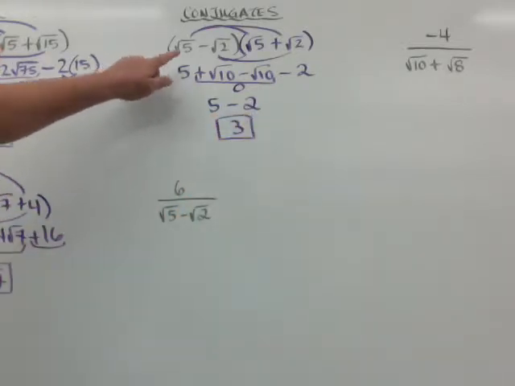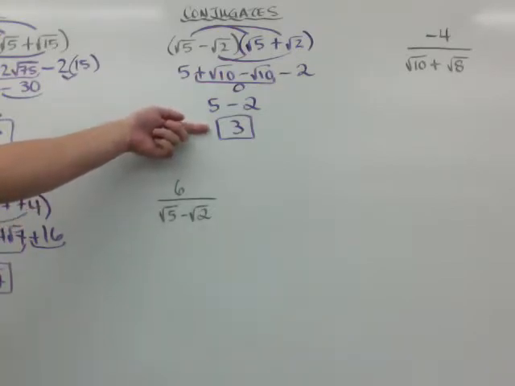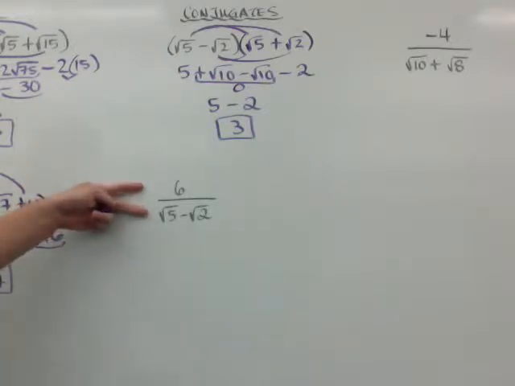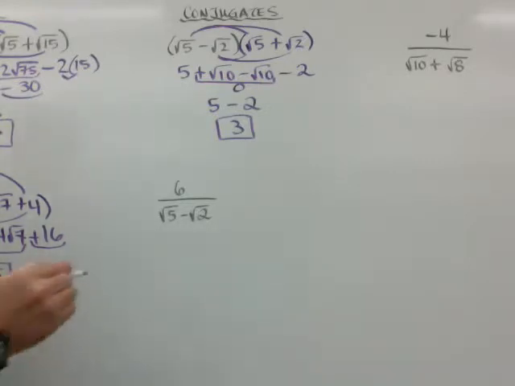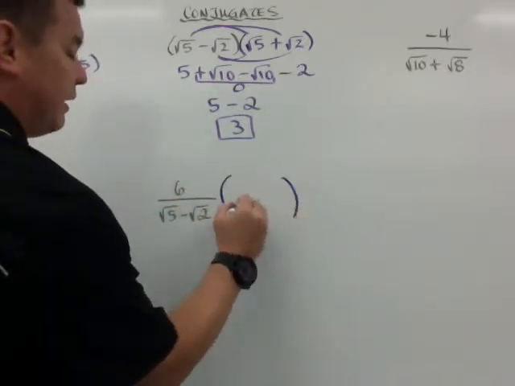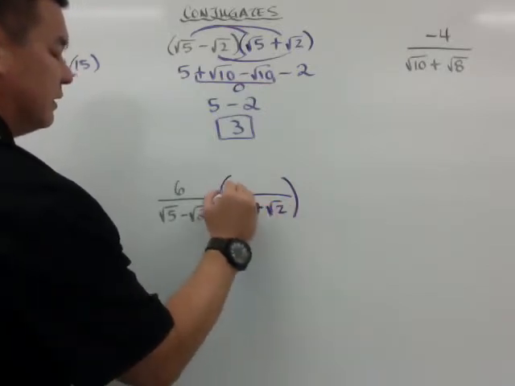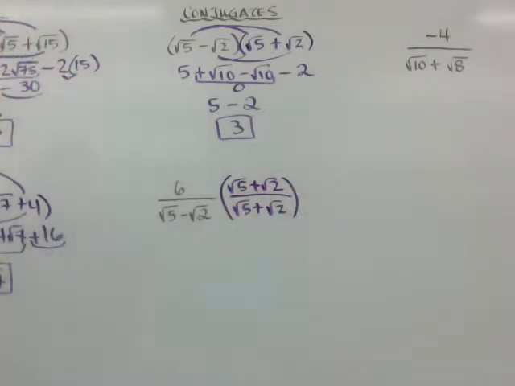So when you do a binomial times its conjugate, you end up with an answer that does not have radicals in it. So that's how you drop off the radicals. And the reason you do that is, for example, in this one, if I have 6 over radical 5 minus radical 2, I have radicals in my denominator, and that's not simplified. I need to get rid of the radicals in the denominator. So what I do is multiply it by the conjugate, which is radical 5 plus radical 2. And whatever I do to the bottom, I need to do to the top. So it's like multiplying it by 1.